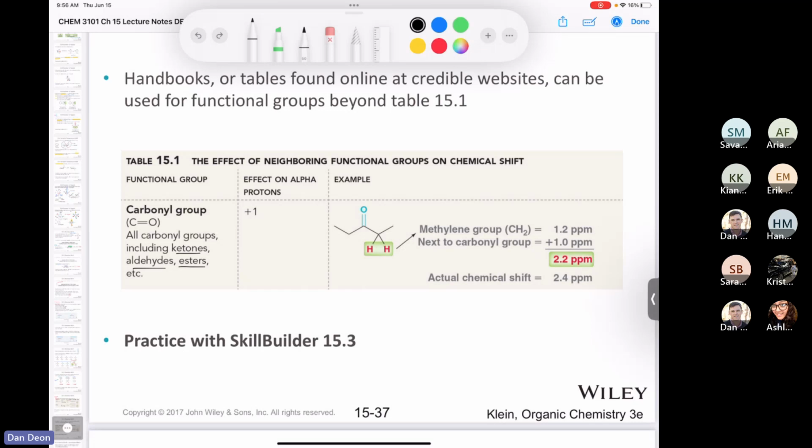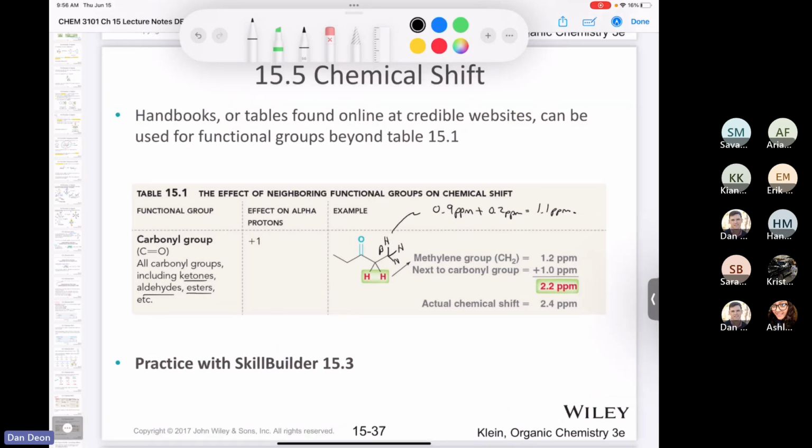If we were to do a prediction for the methyl protons, 1, 2, 3, what you would say is the baseline is 0.9 parts per million. And 1/5 of 1, because this is a beta carbon, 1/5 of 1 is 0.2. And you would tally those up and you would get 1.1 ppm. All right, there you go.